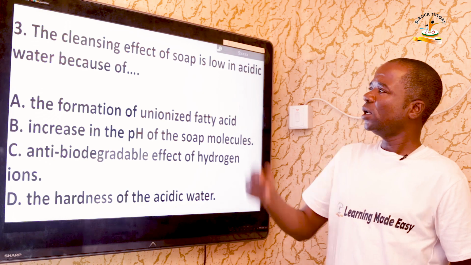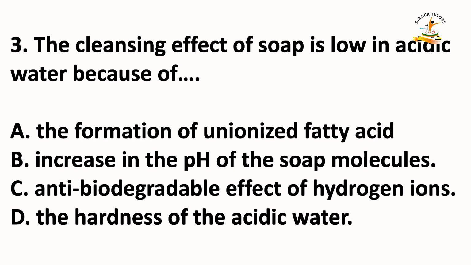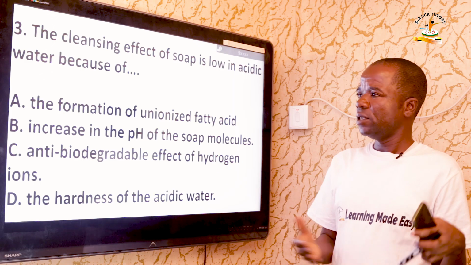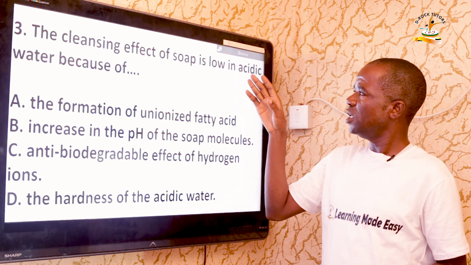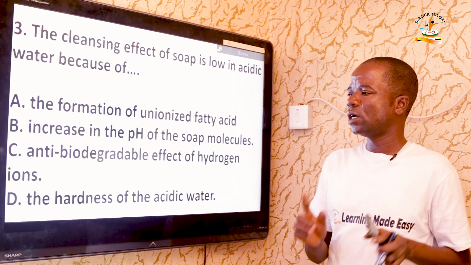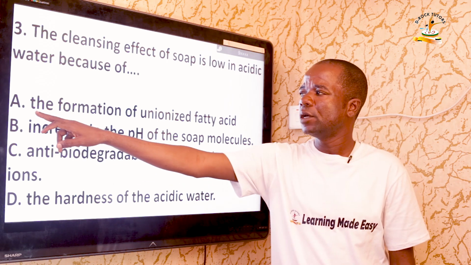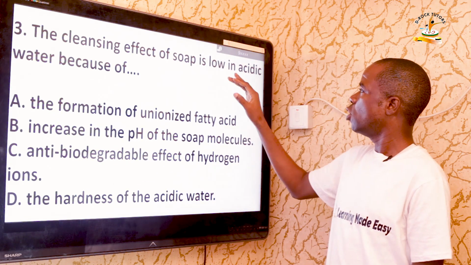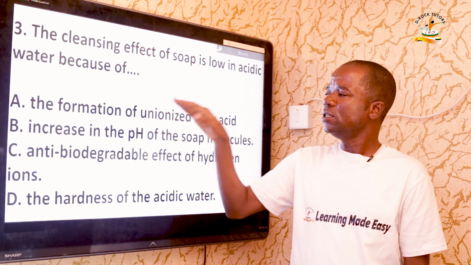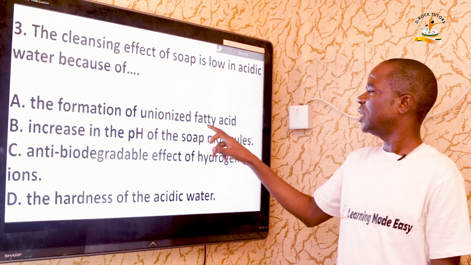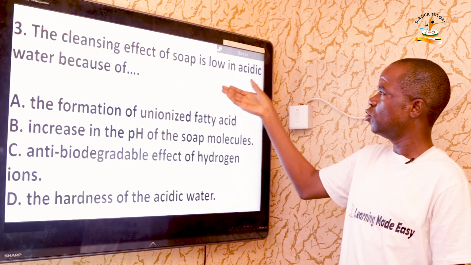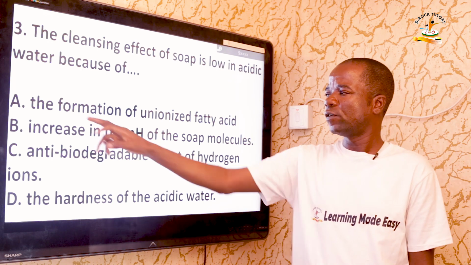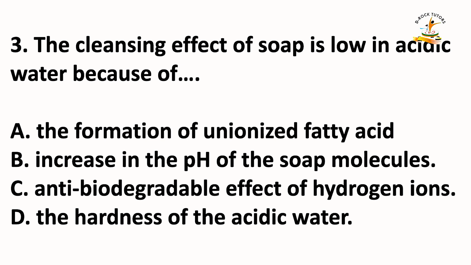Number three, the cleaning effect of soap is low in acidic water because of... We know that soap cleanses materials, cloth, during cleaning. But this cleaning effect is very low in acidic water. The question is why? Whenever soap is used in acidic water, there is a formation of a long unionized fatty acid. So the cleaning effect of soap is low in acidic water because of the formation of long chain unionized fatty acid. Option A is the correct answer here.